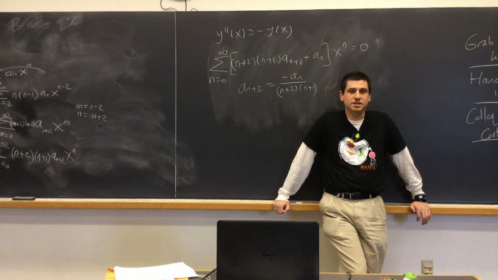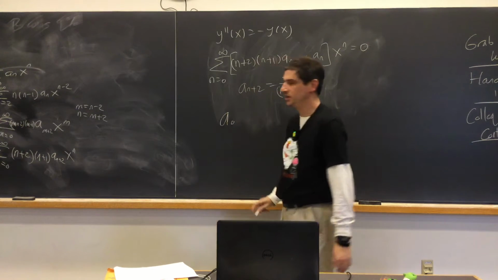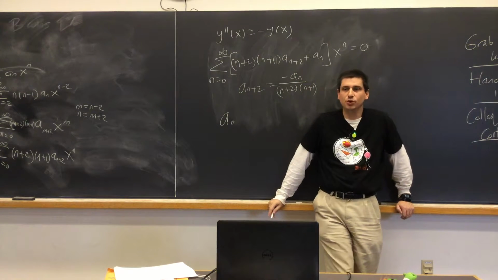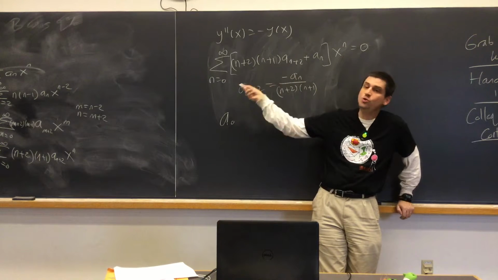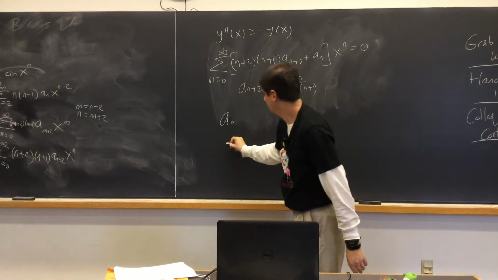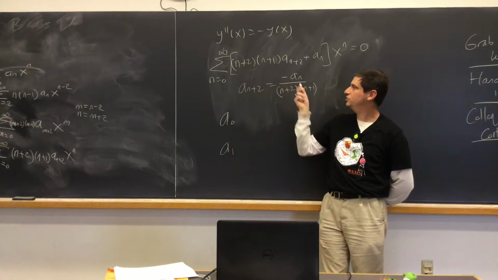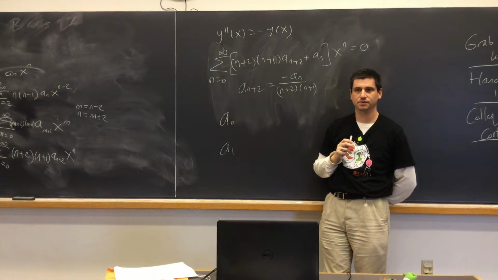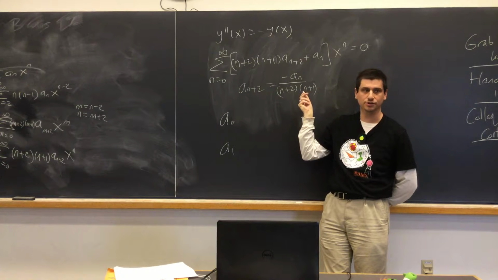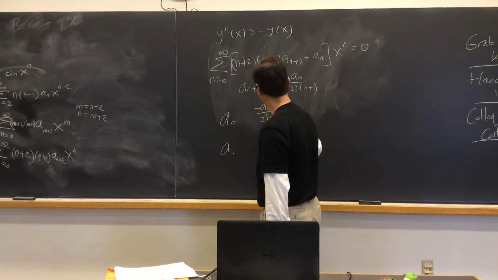So let's start off with a0. Do we know any information about a1 once I tell you a0? No, a0 gives us no information. We only have information 2 down the road. Okay? All right, let's look at a2. What's the relationship between a2 and a0? So it'll be negative a0 over 2 factorial.